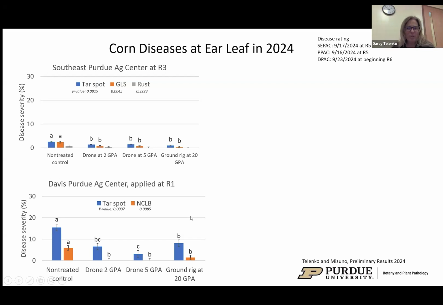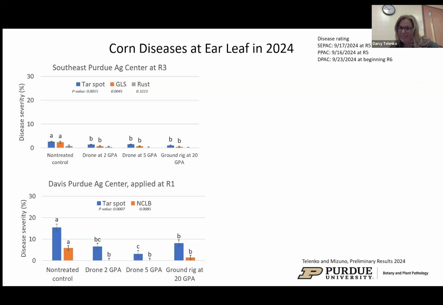If we move to middle of Indiana, our Davis Center, there we had tar spot and northern corn leaf blight. And again, all 3 applications did reduce disease over the non-treated. But what was unique in this trial, something that popped up that we hadn't seen previously, is that the 5 gallon per acre drone application actually significantly reduced tar spot compared to my ground rig application.